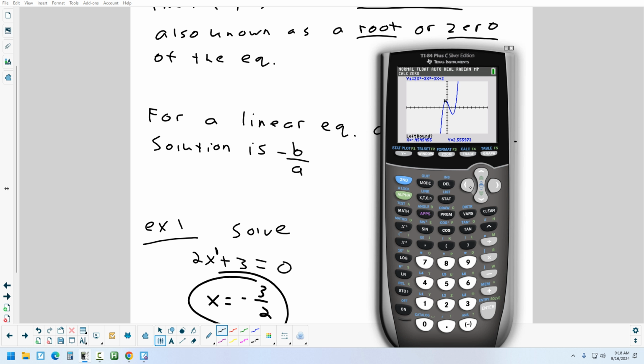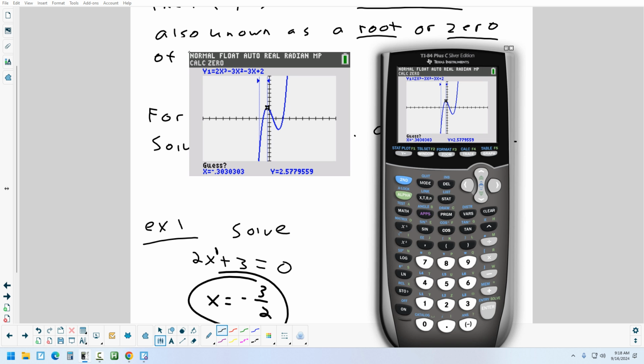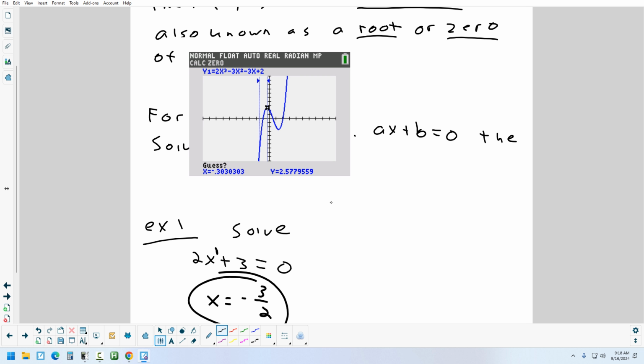I'll do the one on the left this time. So pick a point that you know is to the left of your 0. If I hit enter right there, it's going to make a vertical line, and I want that vertical line to be to the left of where it crosses the axis. Yep, so that works. Okay, pick a point that you know is to the right of where it crosses the axis. And now the calculator is going to look in between those two dotted blue lines.